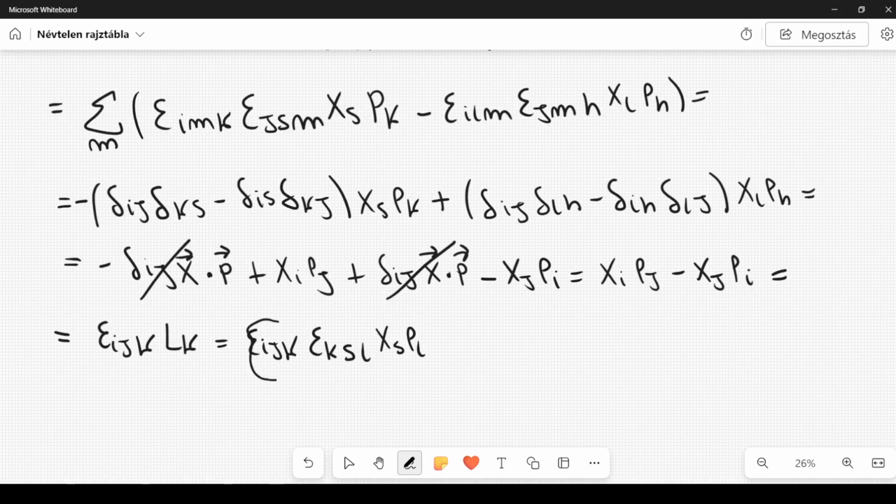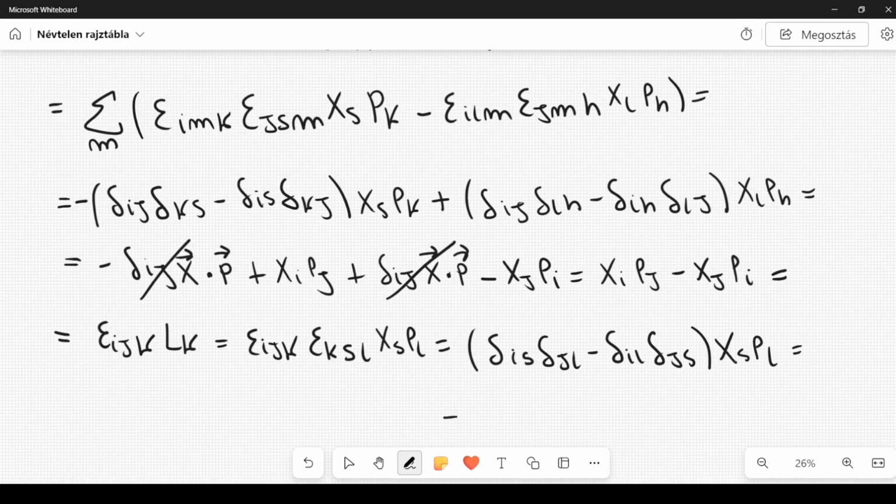And now we can use the formula for the product of Levi-Civita symbols. In this case, we are summing over k. It's a repeated index, and we have delta is delta jl minus delta il delta js multiplied by xs pl, and this gives us xi pj minus xj pi, like that. And it's basically equal to this.